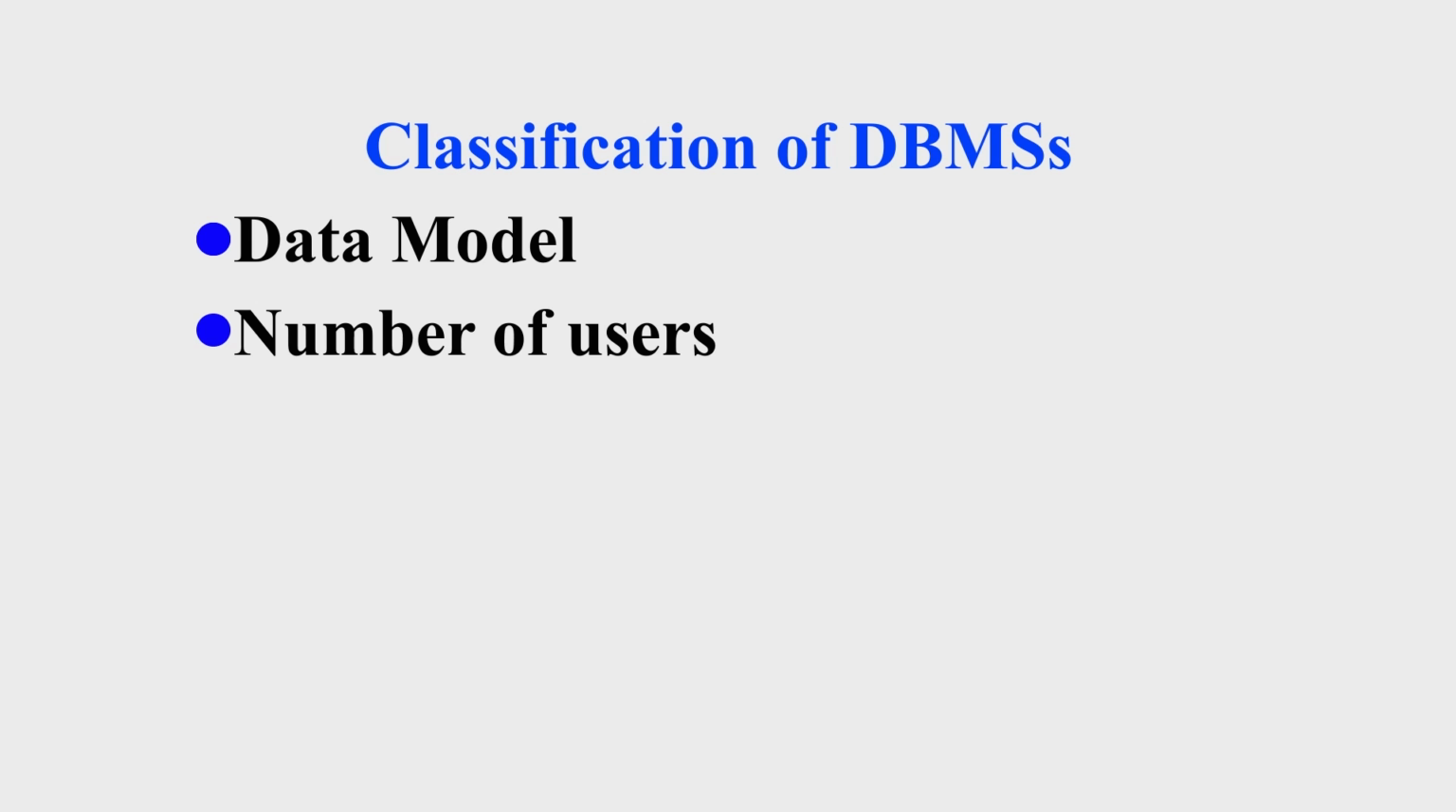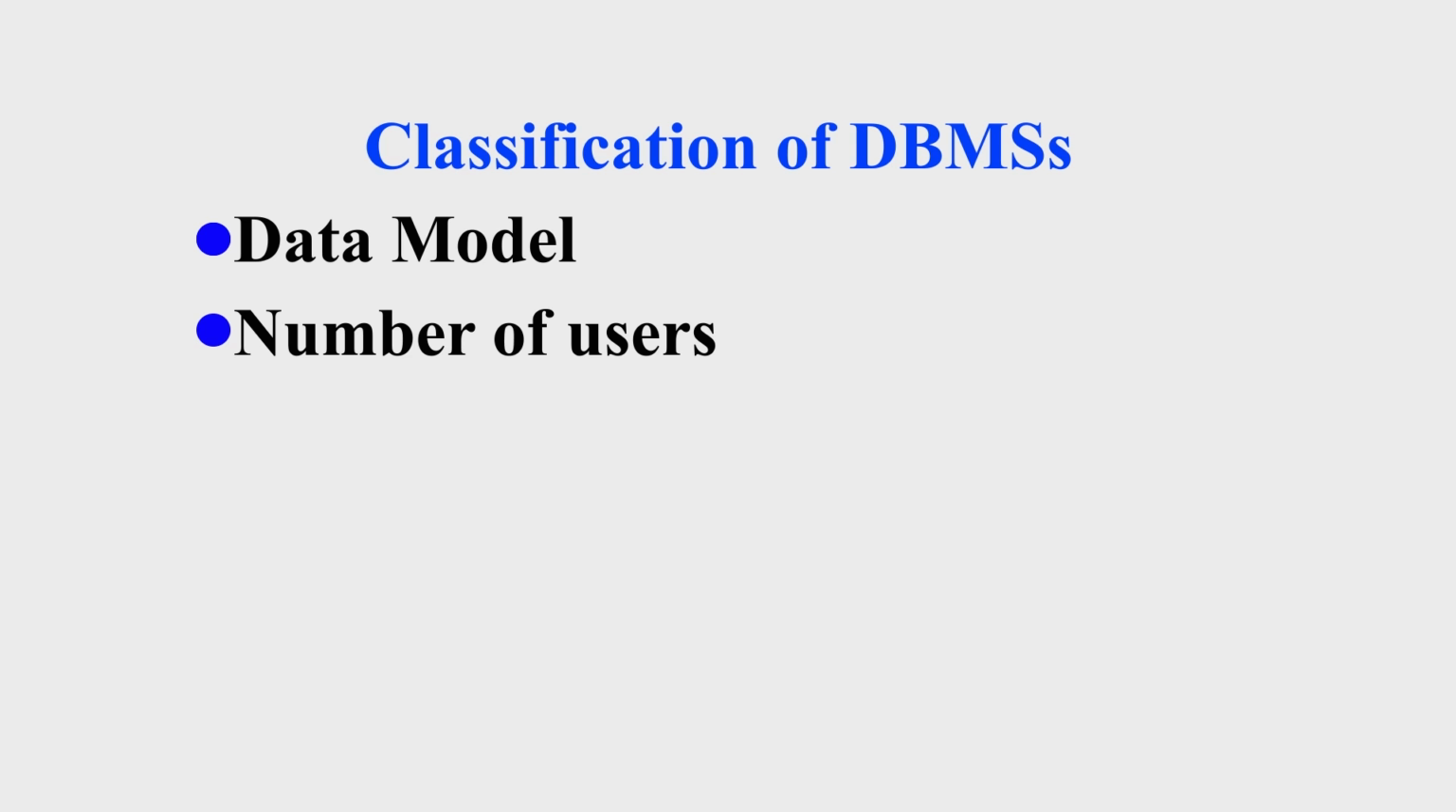Now, let us learn how to classify a database management system. The first way of classifying a database is by using a data model. For example, you can have a network database, a hierarchical database, or a relational database. Relational databases are the most popular ones used today. Another way of classifying a database management system is by the number of users. You can have a single-user database management system or a multi-user database management system.